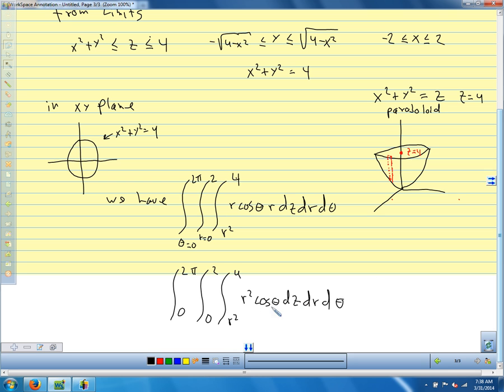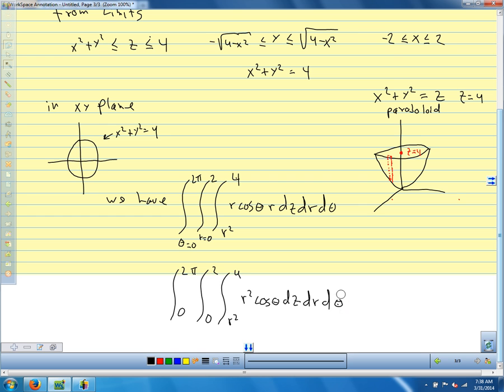We're evaluating r squared cosine theta with respect to z. So I just end up with a z in front of here, and I evaluate it between these limits. And then my r integral from 0 to 2, not too bad. And my theta integral, I just have a cosine theta that we end up with in there. So it shouldn't be too bad.